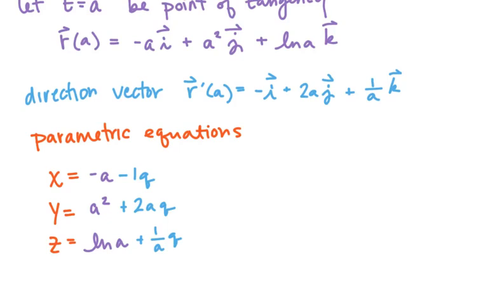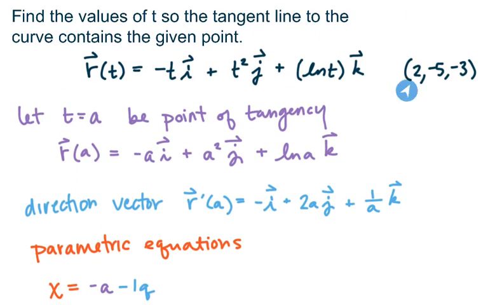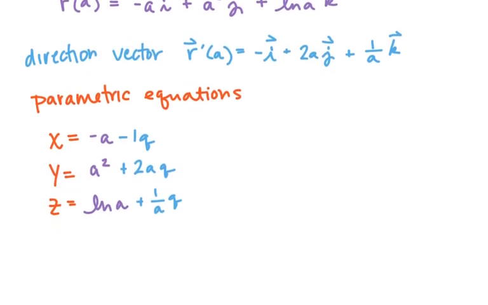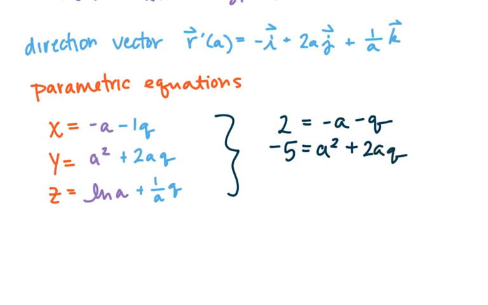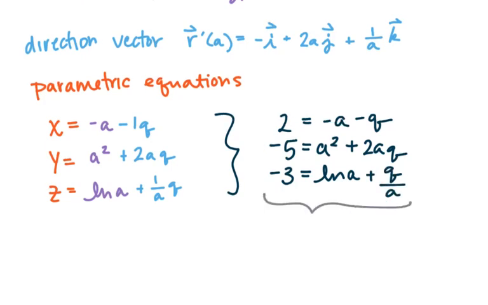So at this point, we were given x, y, and z: 2, -5, and -3. We are just going to need to solve a system of equations. So really we have 2 equals -a minus q. My y value is -5, so -5 equals a squared plus 2aq, and -3 equals the natural log of a plus q/a. So we need to solve this system of equations.